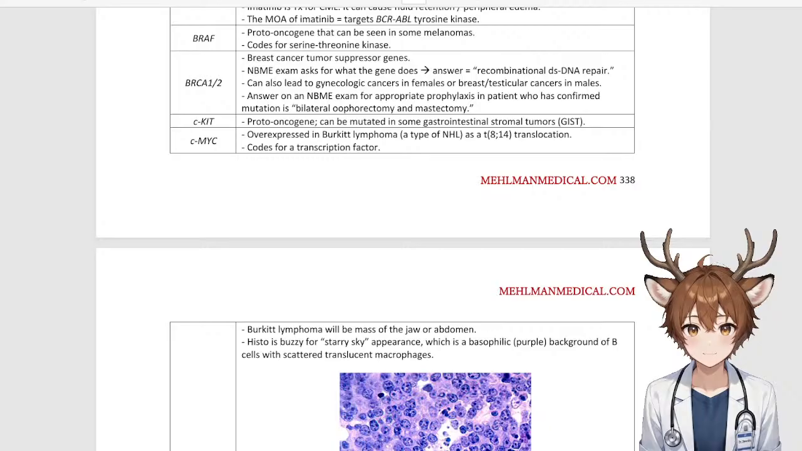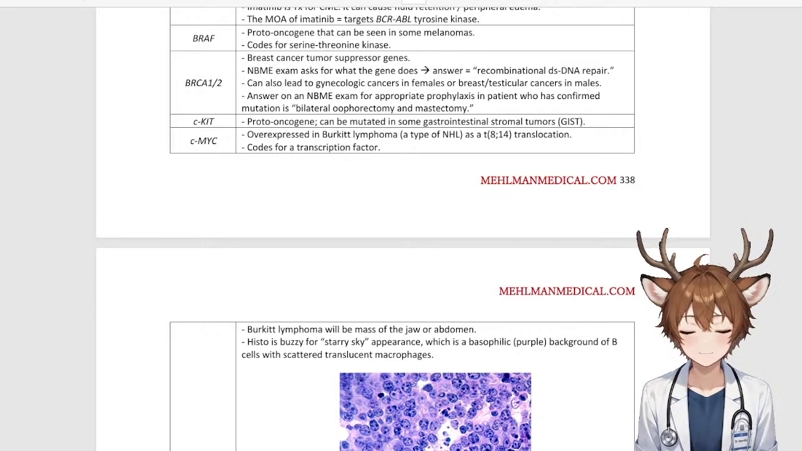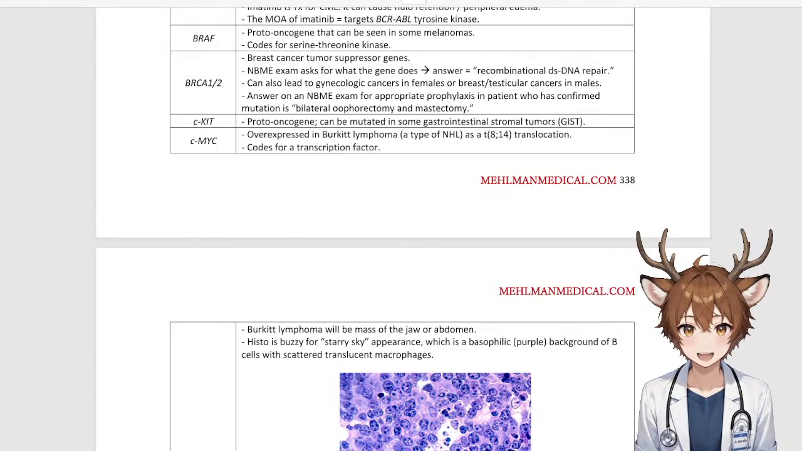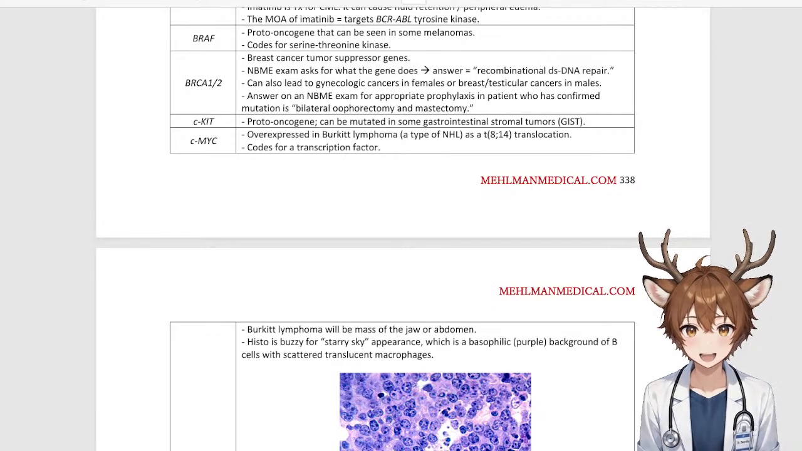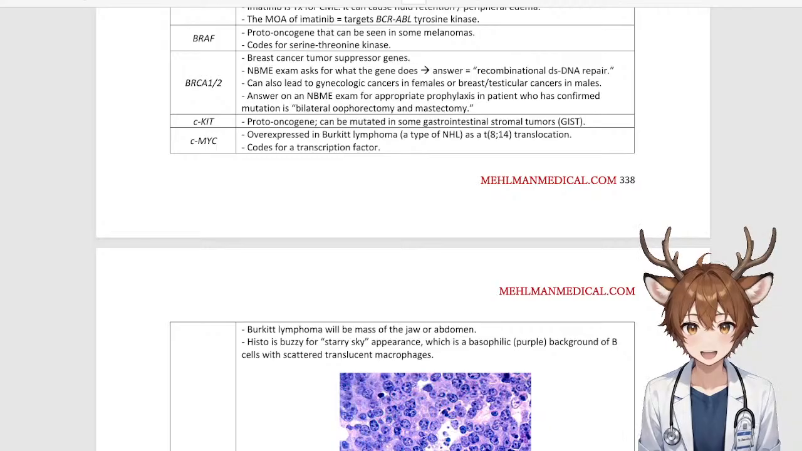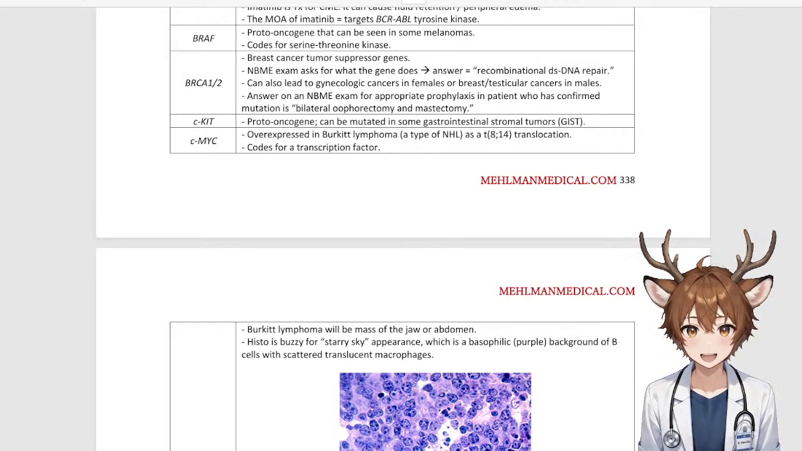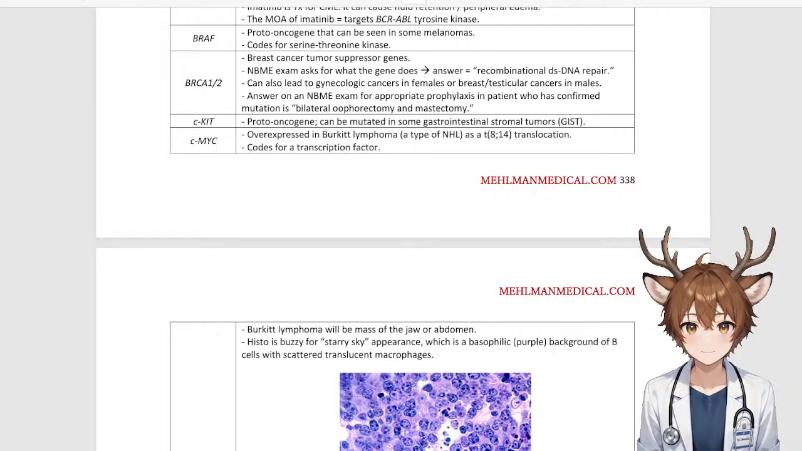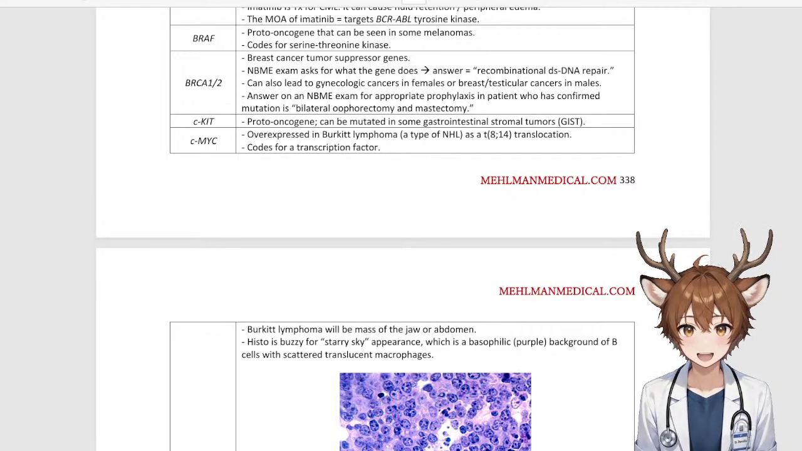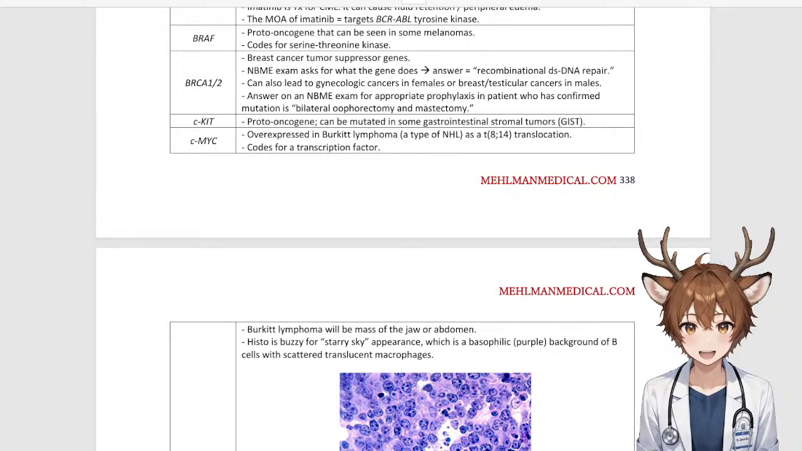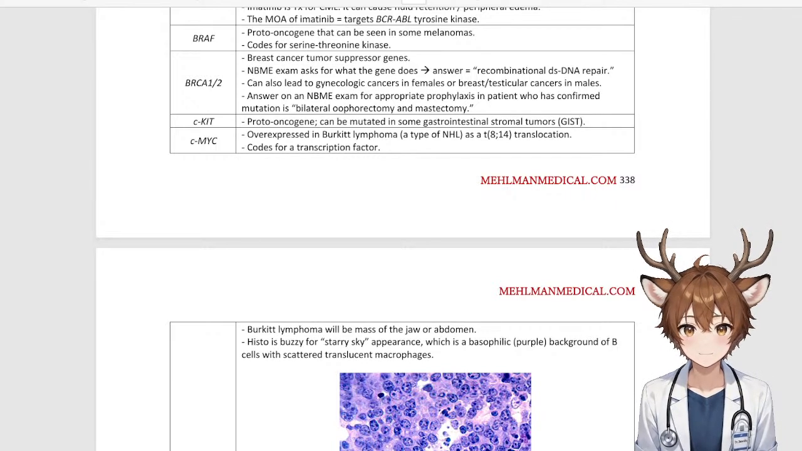BRCA1/2, the breast cancer tumor suppressor genes. The NBME exam asks for what the gene does. The answer should be recombinational double-strand DNA repair. Can also lead to gynecologic cancers in females or breast/testicular cancers in males. Answer on NBME exam for appropriate prophylaxis in a patient who has a confirmed mutation is bilateral oophorectomy and mastectomy.